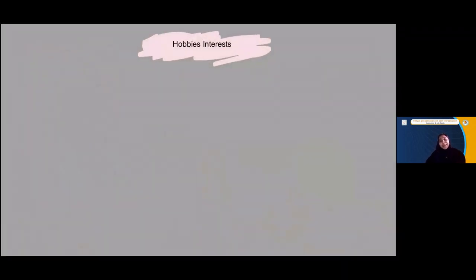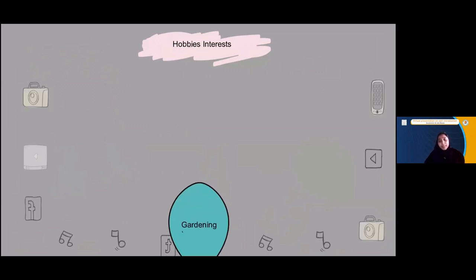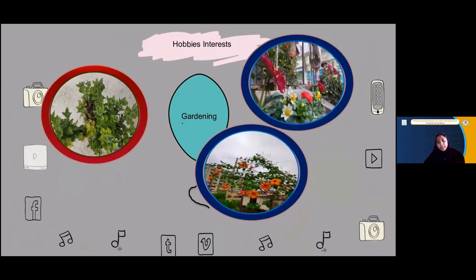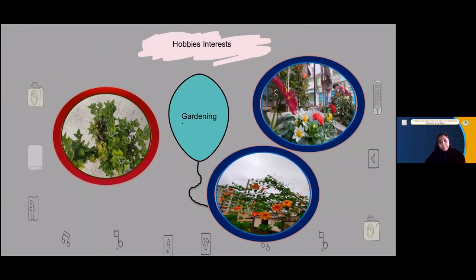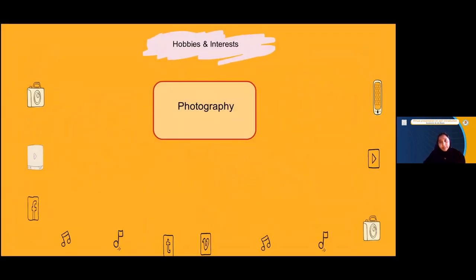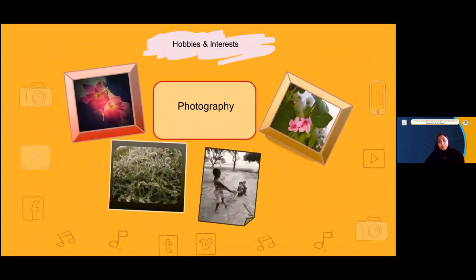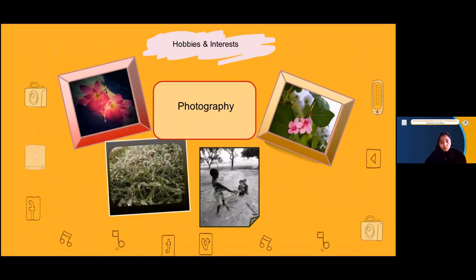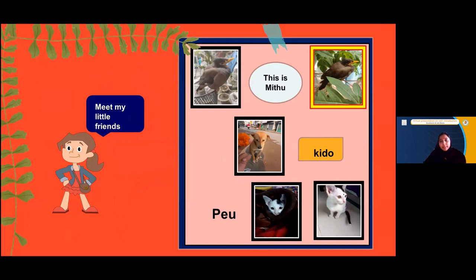Now I am talking about my hobbies and interests. Gardening is one of them. Here are some pictures of my garden. Now I'm talking about my photography. Here are some pictures of my photography. I have little friends, meet my three little friends in my house. Like this bird named Mithu, the dog named Kido, and the cat named Pew. In my leisure time, I spend my time playing with them.